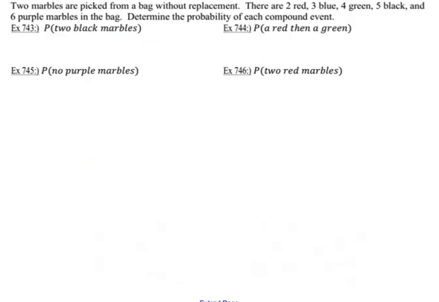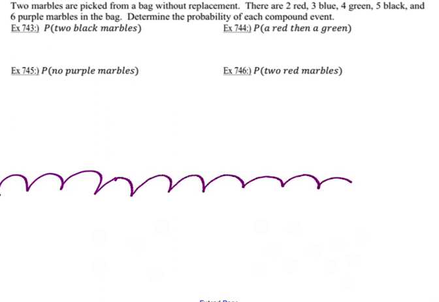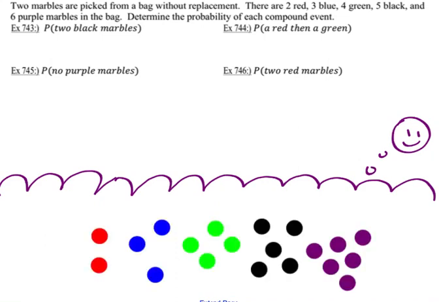2 marbles are picked from a bag without replacement. There are 2 red, 3 blue, 4 green, 5 black, and 6 purple marbles in a bag. Determine the probability of each compound event. Now I'm going to do the little thought bubble thing like I did last time, so you can see where the thought process is going here. Okay, there's our marbles. 2 reds, 3 blues, 4 greens, 5 blacks, and 6 purples.